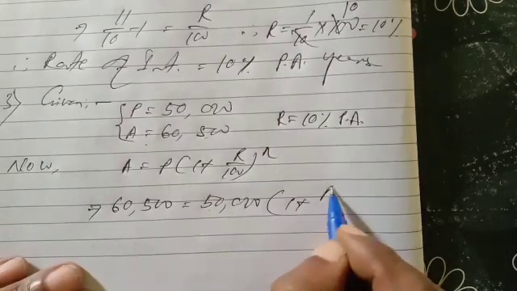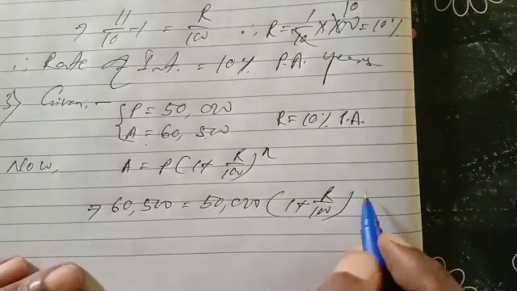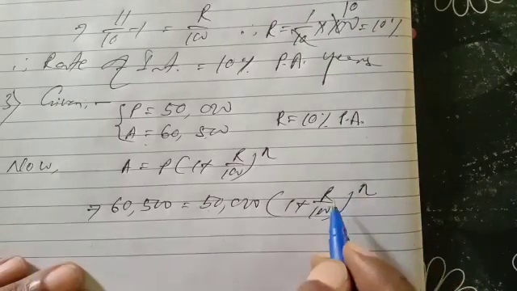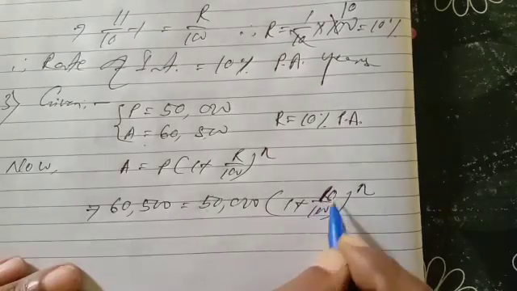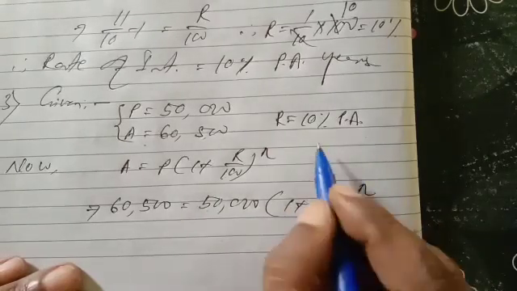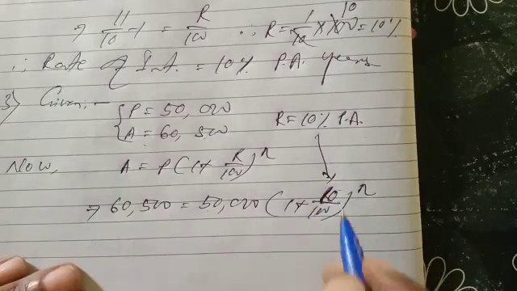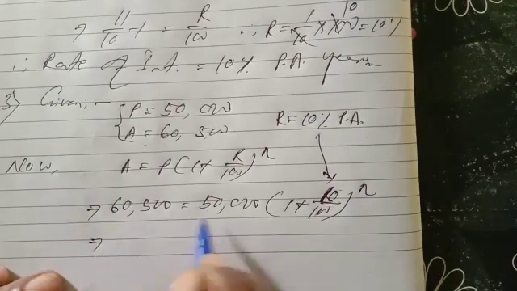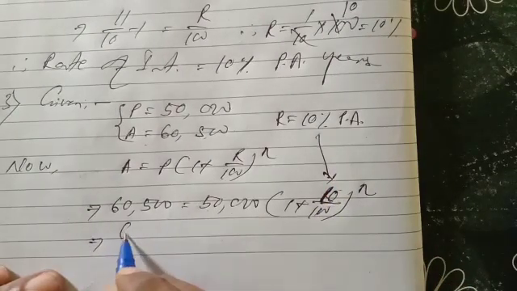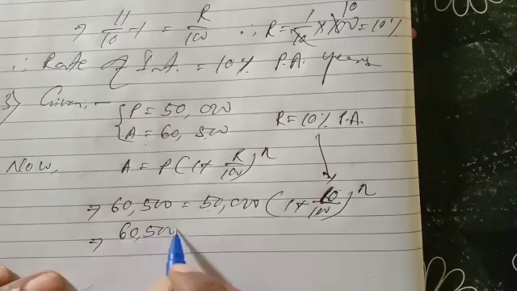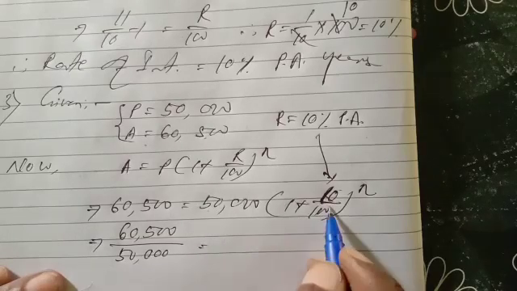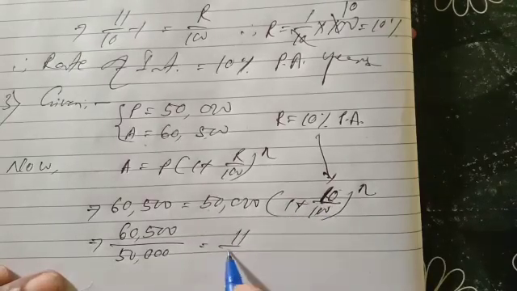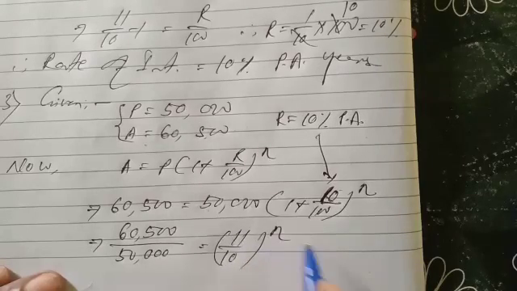And this is (1 plus R by 100) whole to the n. N means number of years, not given. Rate given here, you can apply rate 10. I am writing 10, not R. R equal to 10 already given, so I put 10 here. 1 0 cancel. Now do one thing here. This 50,000 bring this side: 60,500 divided by 50,000. 2 0s will be cancelled. Here 1 0 cancel. 10 plus 1, 11 by 10 to the power n.